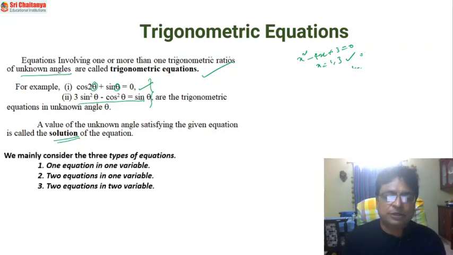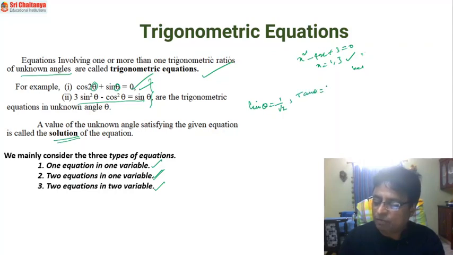So here I am introducing three types of trigonometric equations. One is one equation in one variable. Second is two equations in one variable. Third is two equations in two variables. Just like the previous one, cos 2 theta plus sin theta equal to 0, is one equation in one variable, and that variable is theta. The second category is two equations in one variable, that is, suppose sin theta is equal to 1 by root 2 and tan theta is equal to 1. These are two equations with one variable, theta.